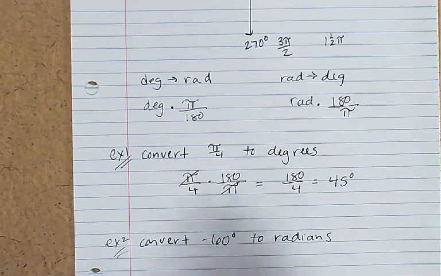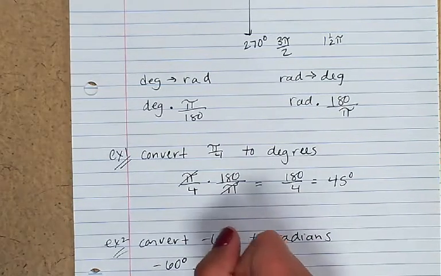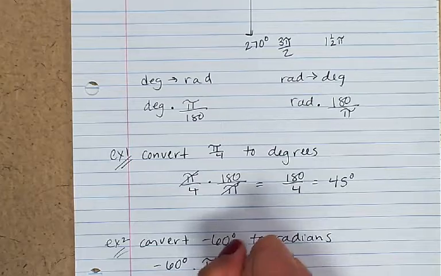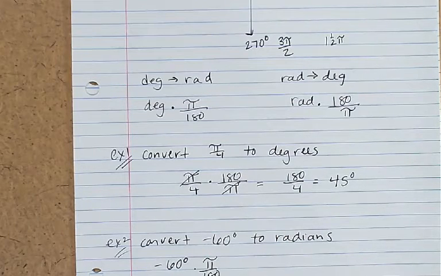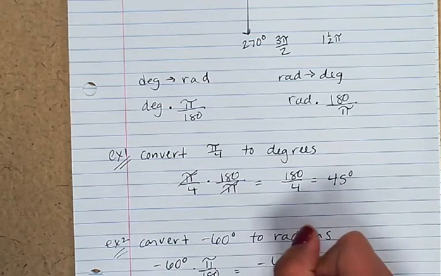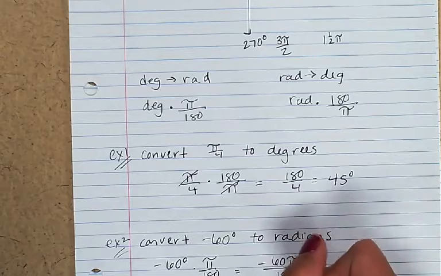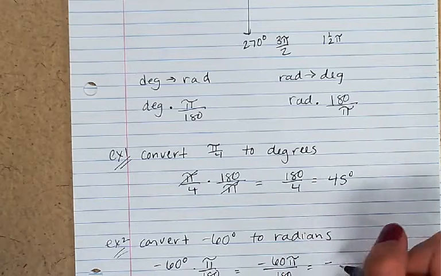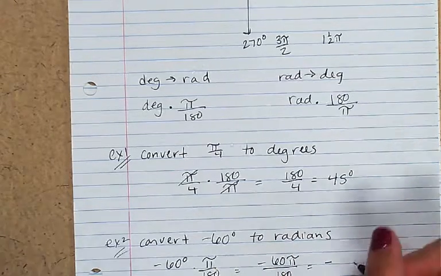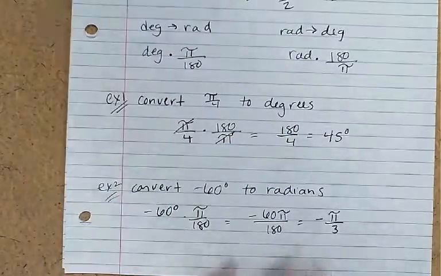The second one says convert negative 60 degrees to radians. So we have to multiply it by pi over 180. Don't let the negative fool you. It's just multiplying a negative times a positive. So negative 60 times pi is negative 60 pi. And then in the denominator, we just have 1 times 180. Negative 60 over 180 simplifies to negative 1/3. So that's negative 1 pi over 3 or negative pi over 3.